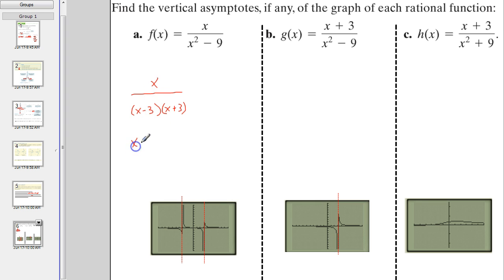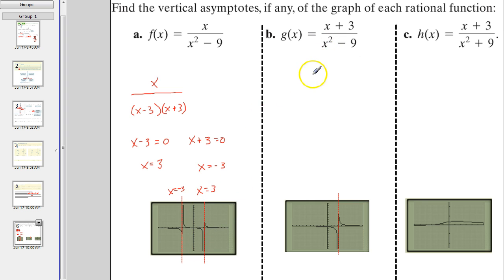I set each of these factors equal to 0 and solve. So this would be x equals 3. This one's x equals negative 3. Okay, so here's x equals negative 3, the vertical line. Here's x equals positive 3. Remember, x equals a number is a vertical line.